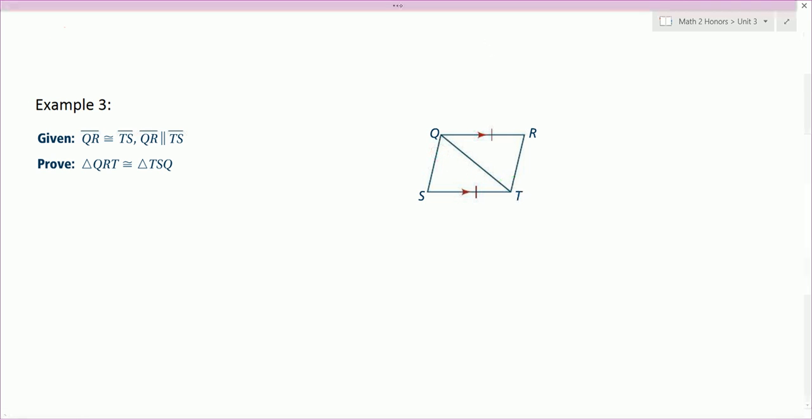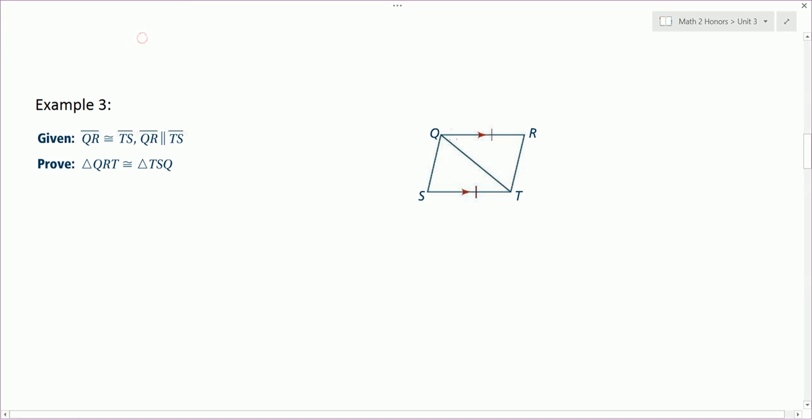And so in planning this out, we know that we can get these two angles congruent using parallel lines, alternate interior angles. We also have a shared side QT with itself using the reflexive property. And so now we have congruent triangles by side angle side. So let's write this up.